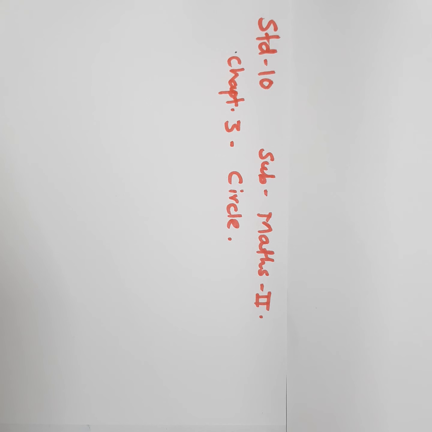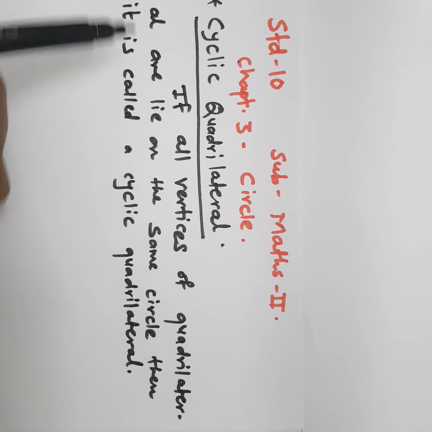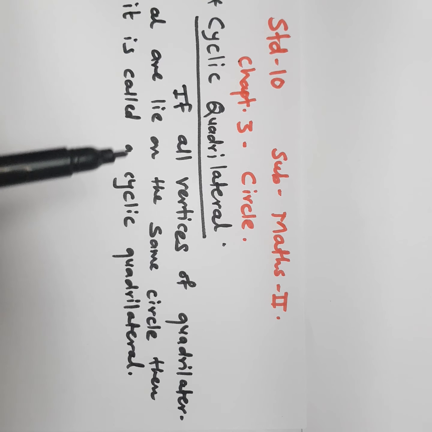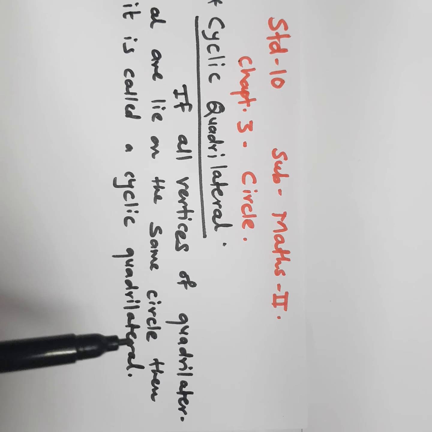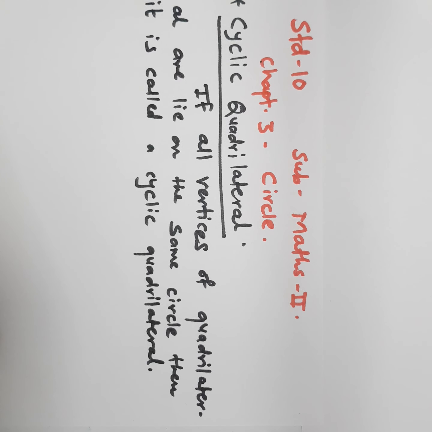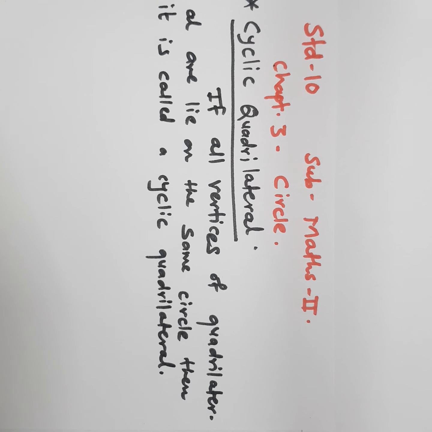Now we are going to see a new concept related to circles, that is the cyclic quadrilateral. Definition of cyclic quadrilateral: if all four vertices of a quadrilateral lie on the same circle, then it is called a cyclic quadrilateral. Now we are going to see one of the important properties related to the cyclic quadrilateral, that is the theorem of cyclic quadrilateral.